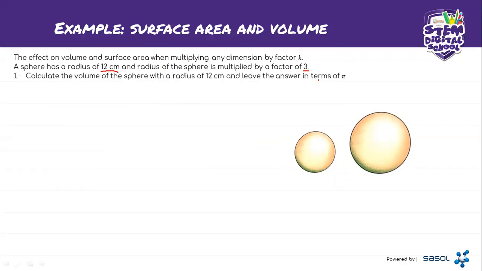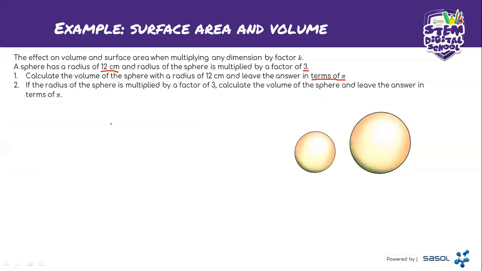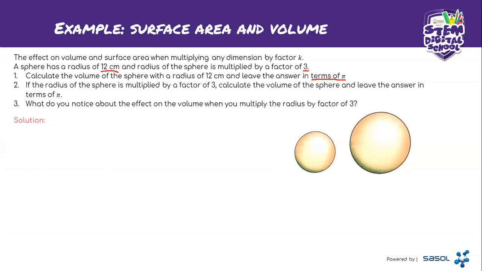The first question says we should calculate the volume of sphere with a radius of 12 centimeter and leave the answer in terms of pi. So it's very important. We should leave our answer in terms of pi. Now, we are going to be calculating the volume of sphere. Remember, earlier on we had a question where we have to calculate the volume of sphere. Then we are just going to do that. Let's first deal with number 1 and see how we calculate.